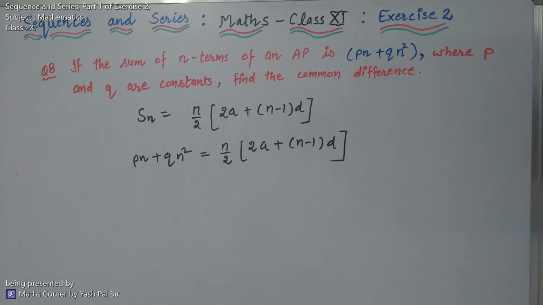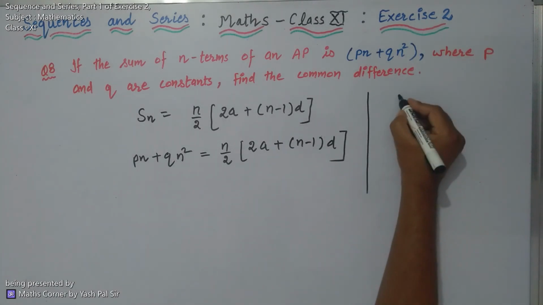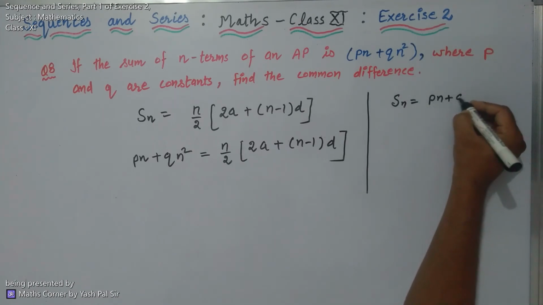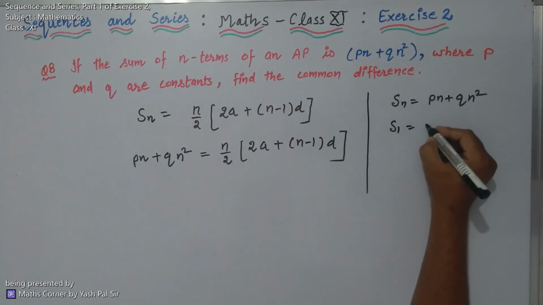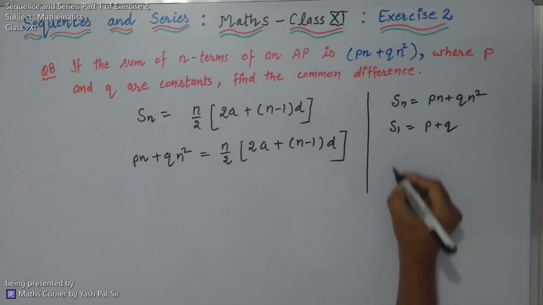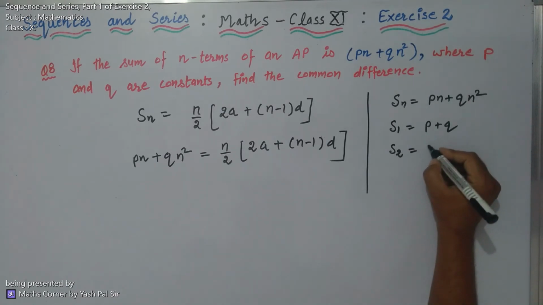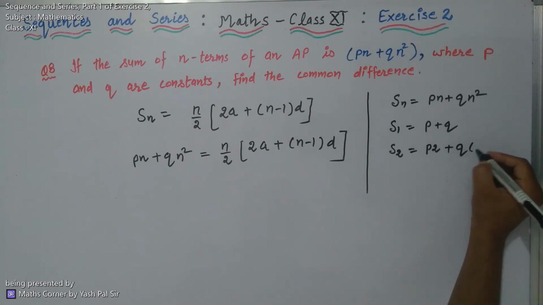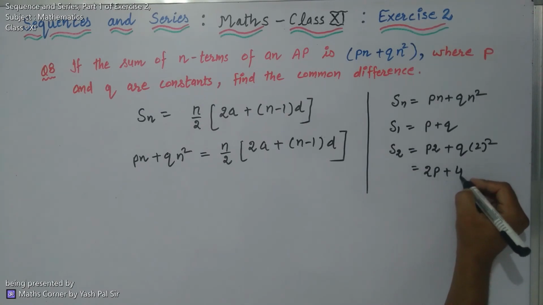Right? Now what do we do? Sum of first terms. Here Sn is equal to Pn plus Qn square. So S1 is equal to P plus Q. S2 is equal to P into 2 plus Q into 2 square. That means 2P plus 4Q.